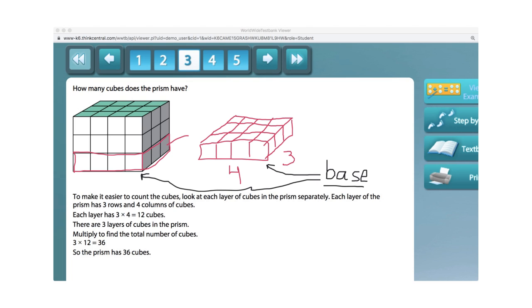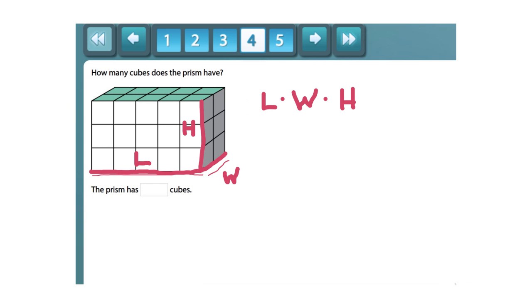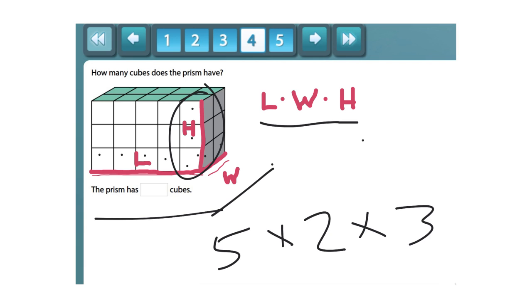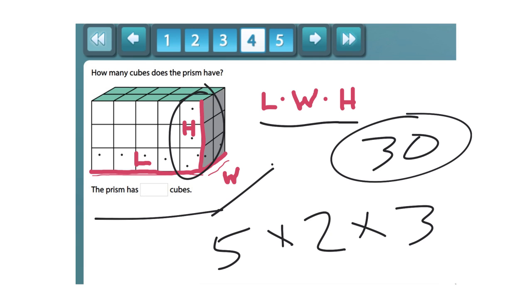Here's the ThinkCentral explanation of the problem. So go ahead and pause the video and read that if you have any questions or need clarification. So they're going to give us a lot of practice in this. Again, you have length times width times height. Your length is here, your width is here, and your height is here. So count the cubes, 1, 2, 3, 4, 5. So it is 5 times 2 times 3. 5 times 2 times 3 will equal 30. So it is 30 cubes to build that shape.